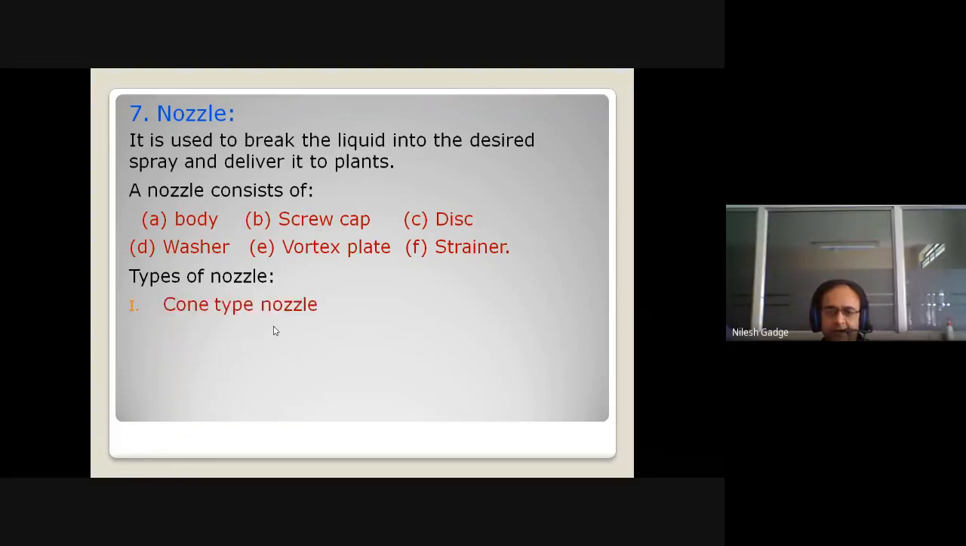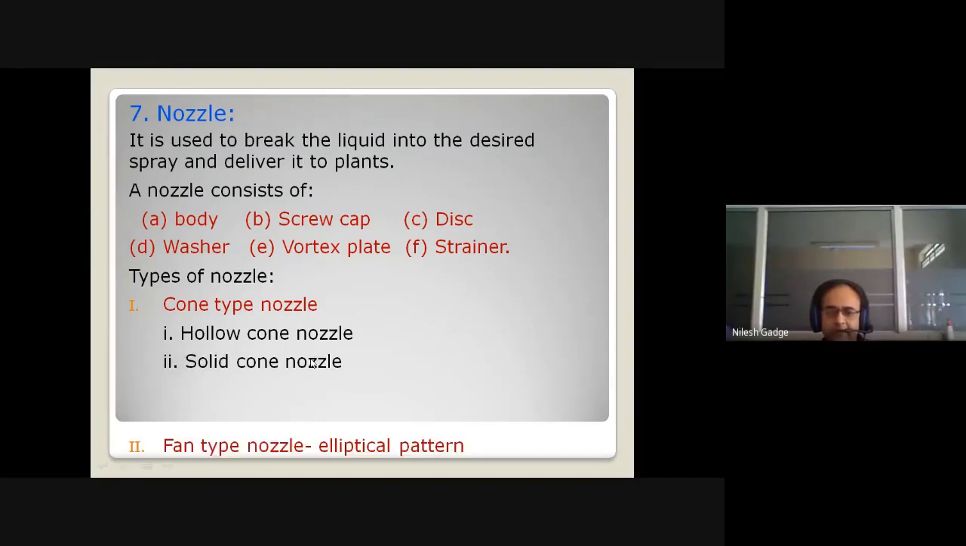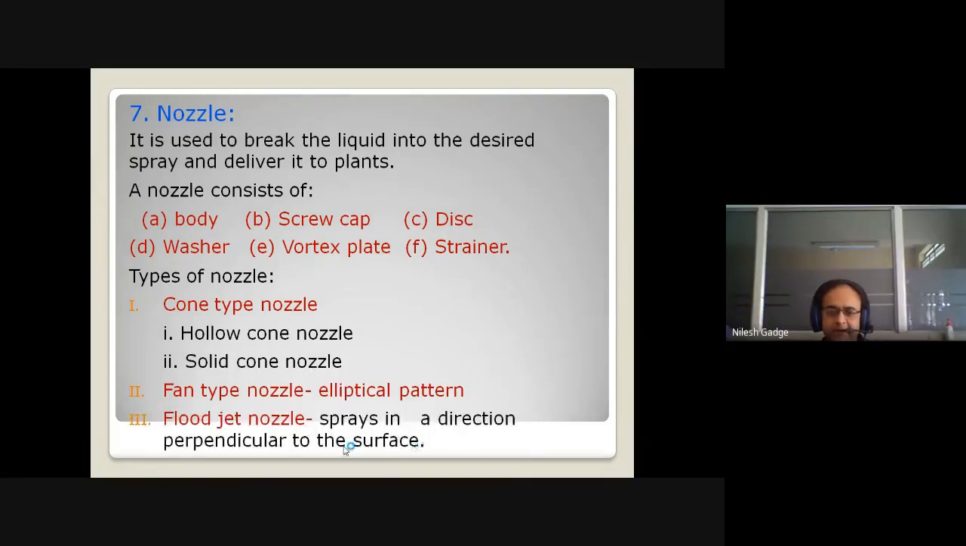So which types of nozzle are there? Hollow cone nozzle. Cone type: there is a hollow cone nozzle, then solid cone nozzle, flat fan nozzle, elliptical pattern, and foot jet nozzle, which sprays in a direction perpendicular to the surface.